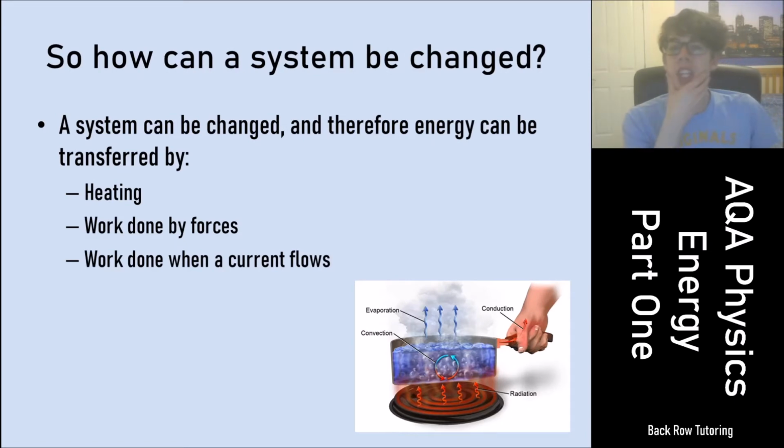So how can a system be changed? Well, a system can be changed and therefore energy can be transferred by heating. So you can heat things up, that's a way of transferring energy. You can change a system and transfer energy through work done by forces. So a force acting on a system, that's work done, that's a change in energy. Work done when a current flows as well. So if you have a wire and a current flows through the wire, work is being done when that current flows. You are changing the types of energy stored when the current flows into electrical energy.